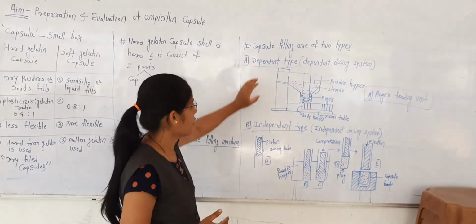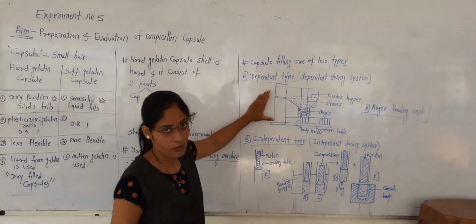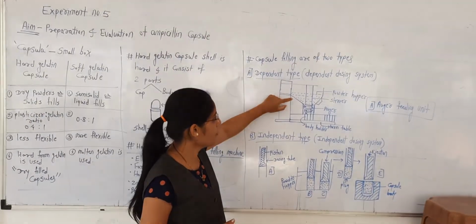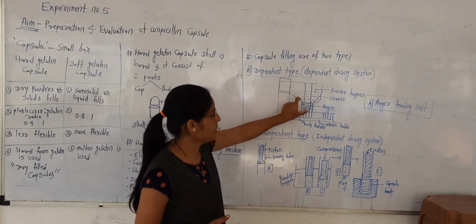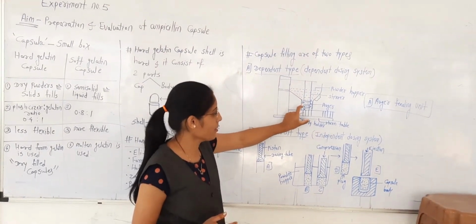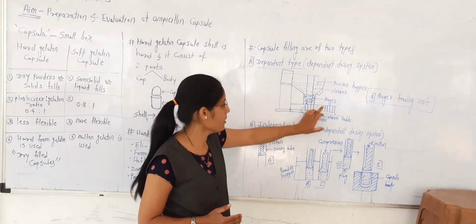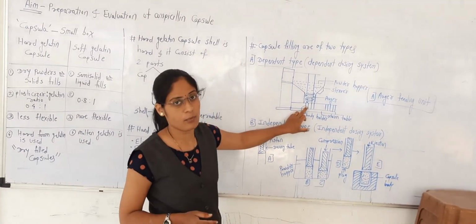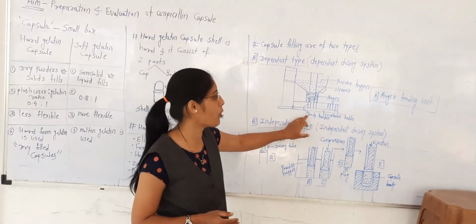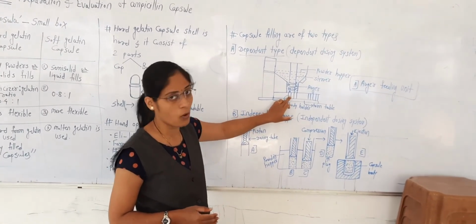See here the difference. In the dependent type, we can use this equipment. In this equipment, the powder hopper is present. Inside the powder hopper we can place the stirrer, and below the stirrer the auger is present. Below the powder hopper the body holder is present. Body holder means this is the capsule body. We can place the capsule body part in this holder.